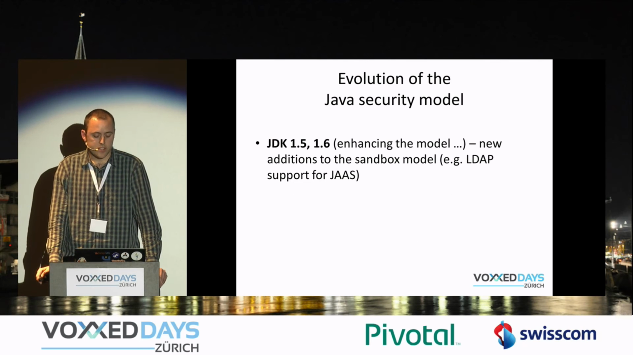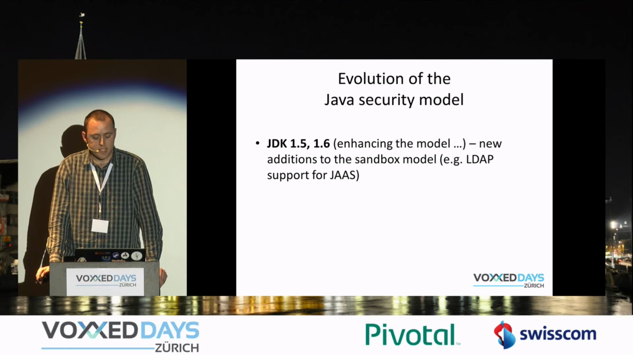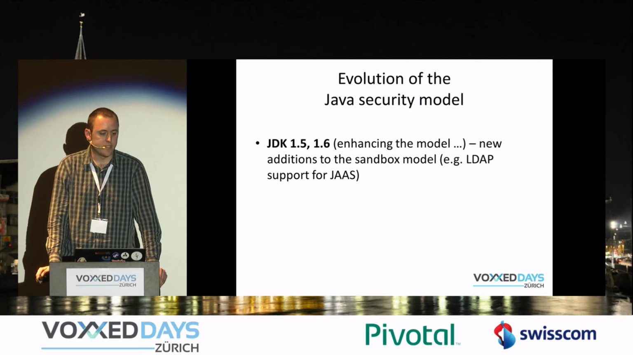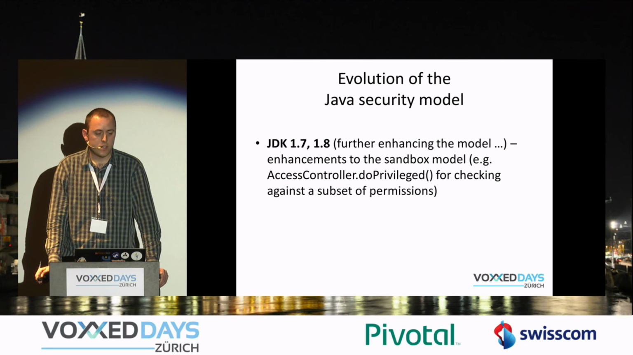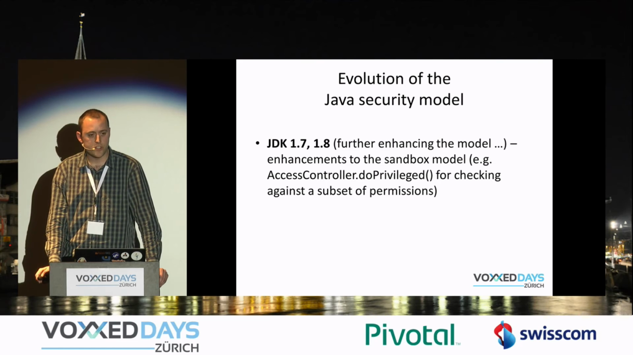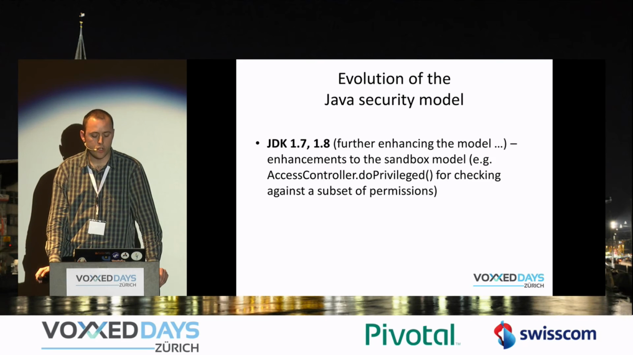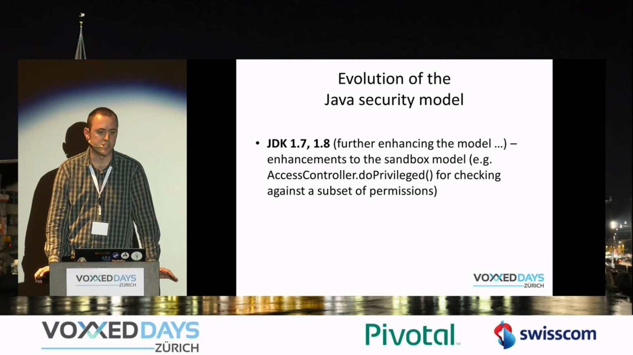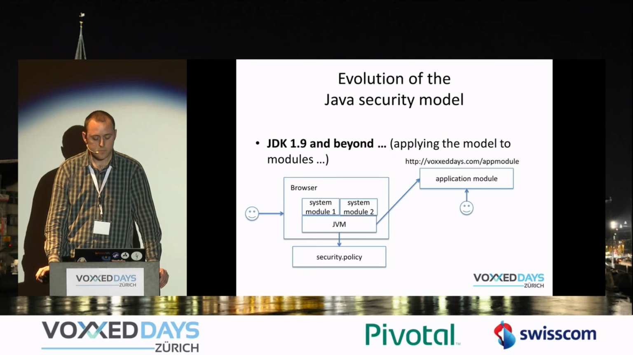Okay, so moving towards JDK 1.5 and 1.6, there are just minor additions to the security sandbox model. For example, there is LDAP support for JAAS that has been added, nothing radically new. And in Java 1.7 and 1.8, there are further enhancements to the model, such as, for example, the ability to call AccessController.doPrivileged only for a subset of permissions, something that was missing in previous versions of the JDK.